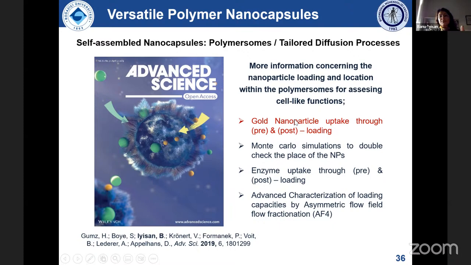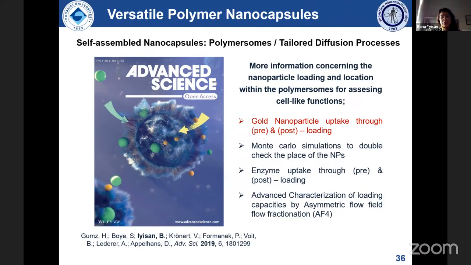We did different uptake studies: enzyme uptake and bulk nanoparticle uptake. This was more about using this structure for synthetic cell approaches to mimic cell-like functions. This is also a very hot topic, I would say. But what I would like to show you is the bulk nanoparticle uptake, because I would like to connect to today's work, our current ongoing work in the lab.